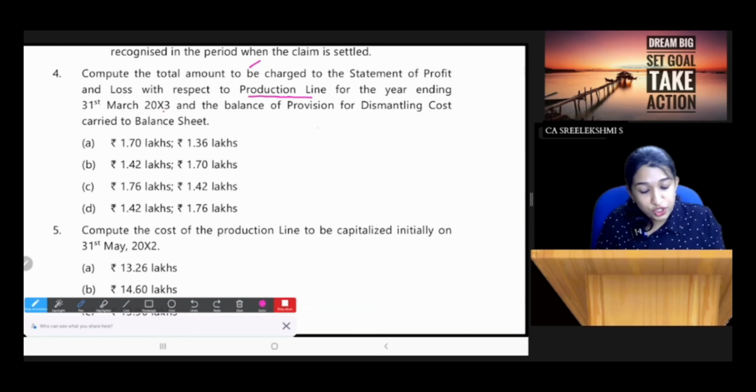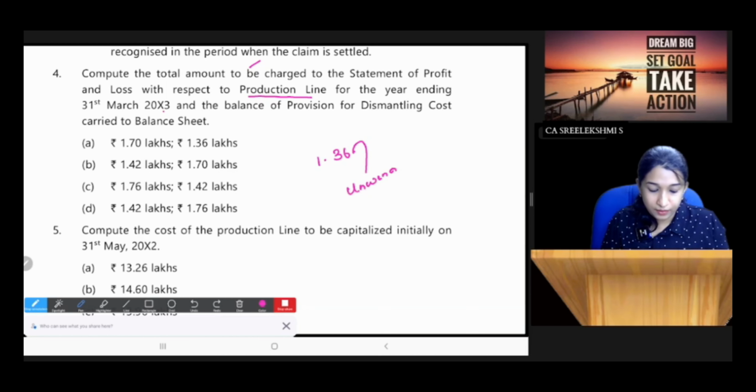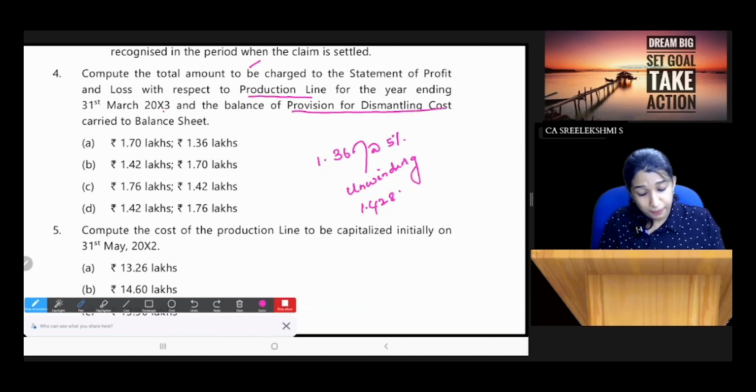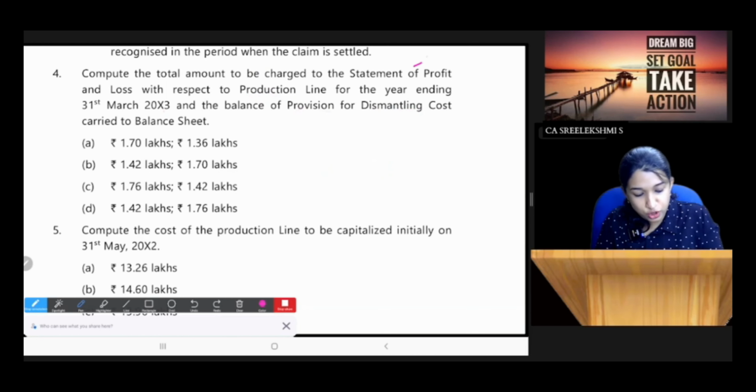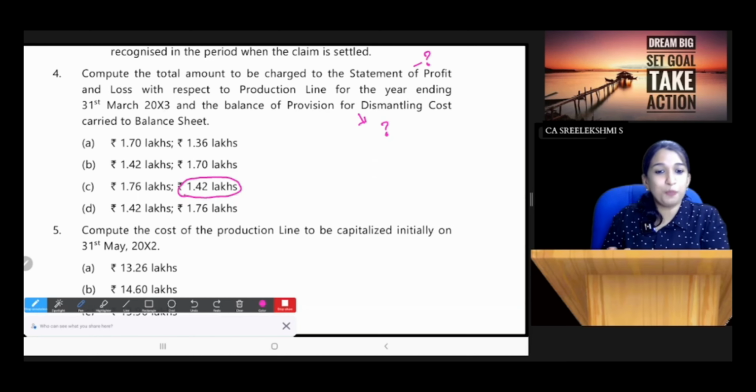That asset-related expense to be charged to the statement of P&L for the year ending, and the balance of provision for dismantling cost carried to the balance sheet. Do you remember the provision for dismantling cost at the beginning is 1.36? So you are unwinding for 1 year, at 5%. So 1.36 plus 5% is 1.428, the provision for dismantling cost. But there are 2 questions: what is the amount to be charged to P&L, and what is the provision for dismantling? So 1.42 is here, so option C.